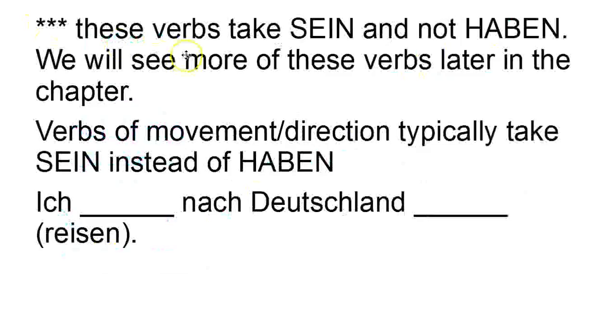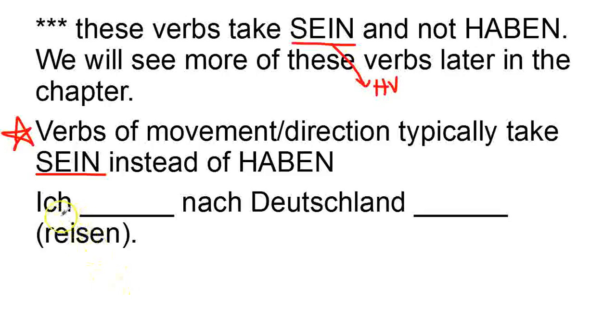Now, wandern and reisen, this is where we have a new kind of thing we have to watch out for. These take sein, all right, and not haben as their helping verb. So sein is the helping verb on those. That's because typically, as we'll see more with the irregulars, verbs of movement or direction take sein instead of haben. So traveling from one place to another, hiking from one location to another.